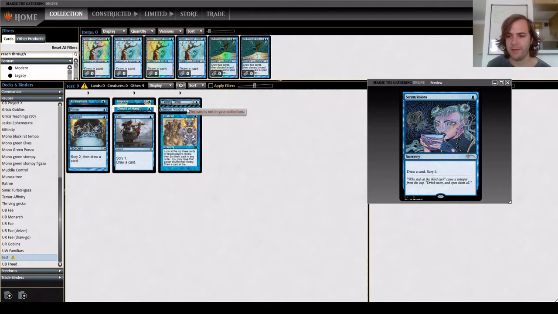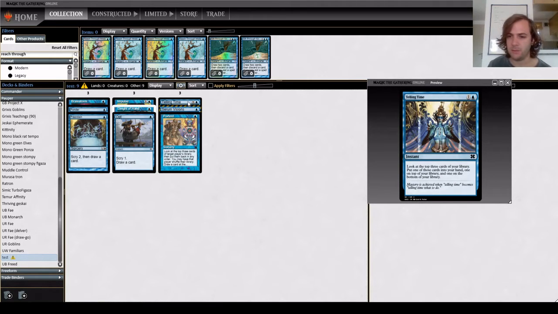Serum Visions is, you could argue, a strictly worse Preordain, but I don't know, maybe you have this card and you don't have Preordain. I've seen it played, but I never actually thought it was correct to do so. And Telling Time, the same thing, is like a bad Impulse. You can look at the top 3 cards of your library and you put one in your hand, one on the bottom, and one on the top. So it fixes your draws a bit, but you sometimes don't want to put something on top, but you don't have a choice. So it's kind of weird, right?